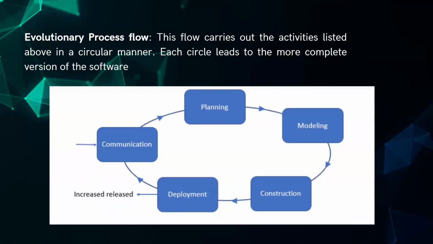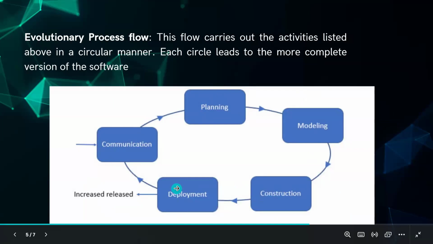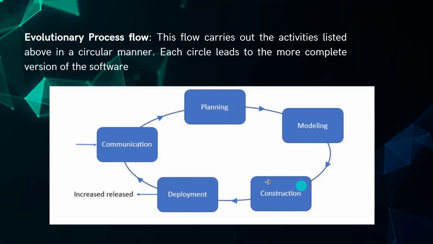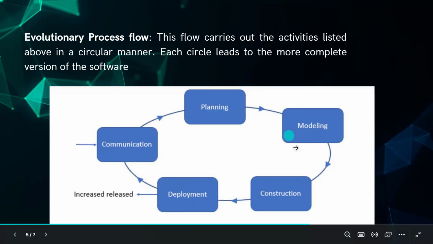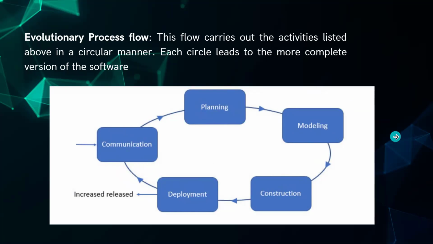The next is evolutionary process flow. This flow carries out the activities listed above in a circular manner. Each circle leads to a more complete version of the software. So first, it'll start with communication, planning, modeling, construction, deployment, and it'll release. And if it requires upgradation, then again it goes back to communication, planning, modeling, construction, deployment. It goes through all those stages again, causing it to move in a circular manner. So each circle will lead to a more complete version of the software.